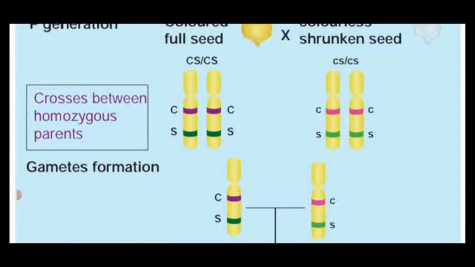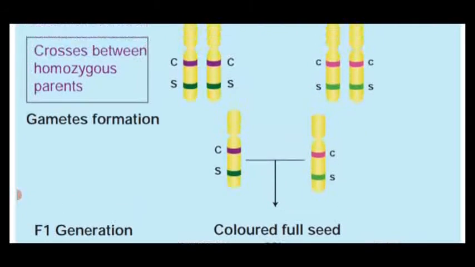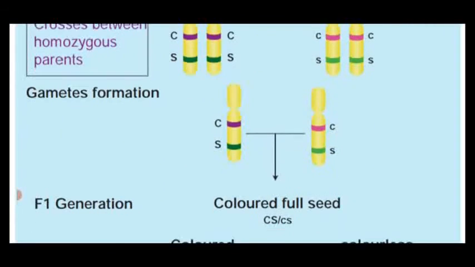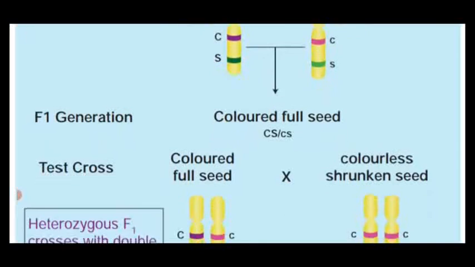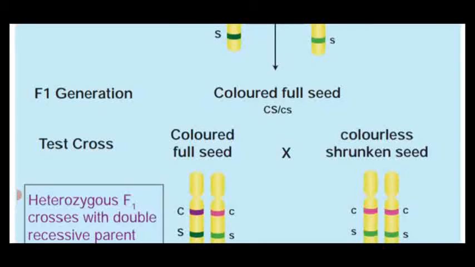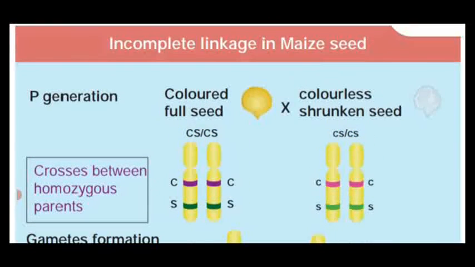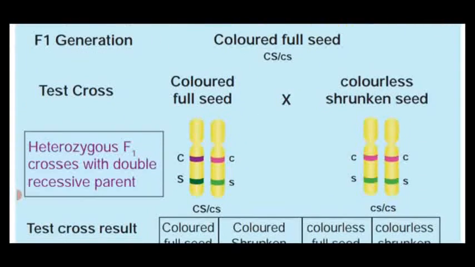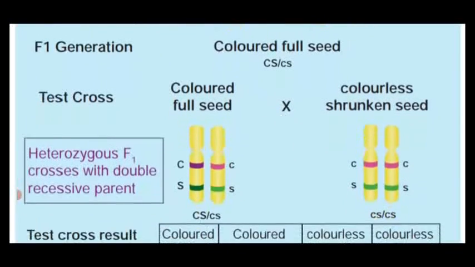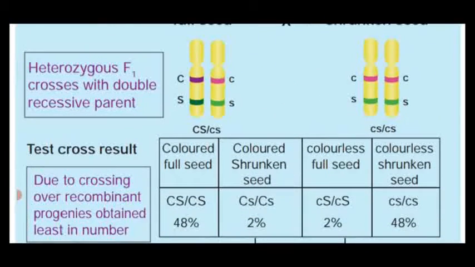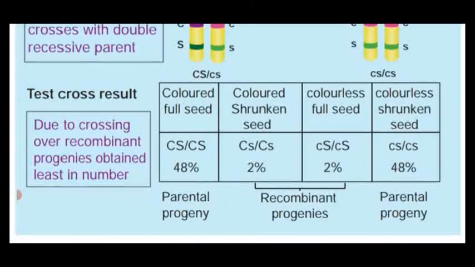They are crossed together. The alleles are segregated independently in both the parents. They are joined together. They produce colored full seed in the F1 generation. So the test cross takes place in the F1 generation with the double recessive parent. Which one is the double recessive parent? Small cc and small ss, that is colorless shrunken seed. We get the ratio given in the table column.